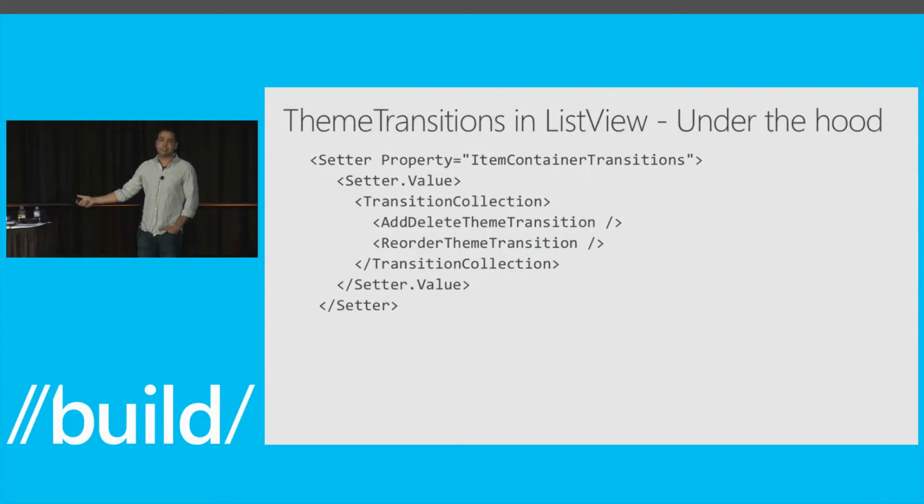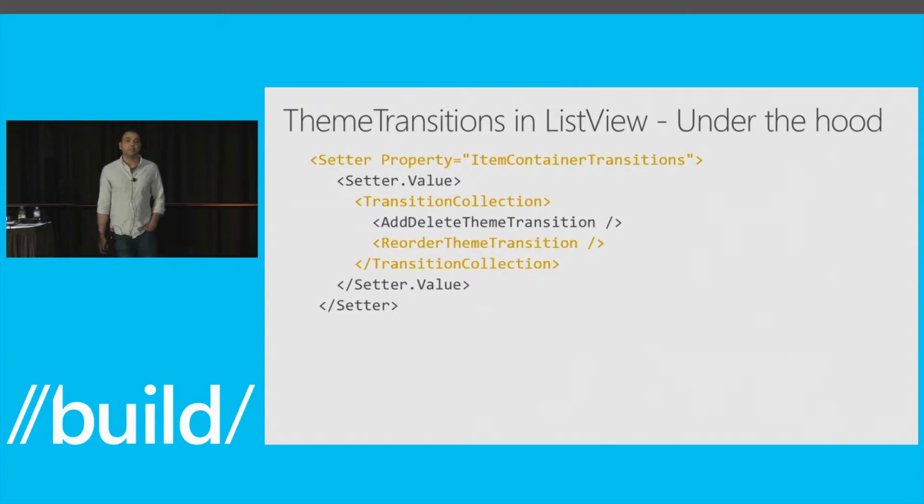So this is the key list control in XAML. If you open up the default style of list view by going to Blend, right-clicking, and saying edit a copy of the template, you will find that it has this code in there which says item container transitions. Inside of that, you have the transition collection, and then you'll find two transitions in there, one of which is the reorder theme transition. And this transition kicks into play automatically when you do a reorder on list view.